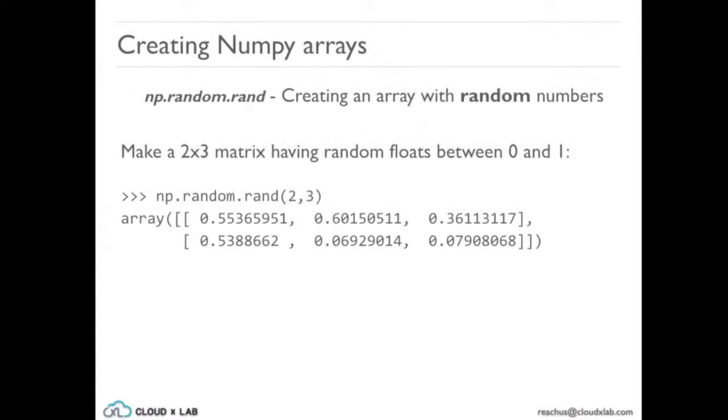There's a question from Rajiv: are random numbers generated using a uniform distribution? This one uses, I believe, a Gaussian distribution. You can also create uniform distribution based ones.